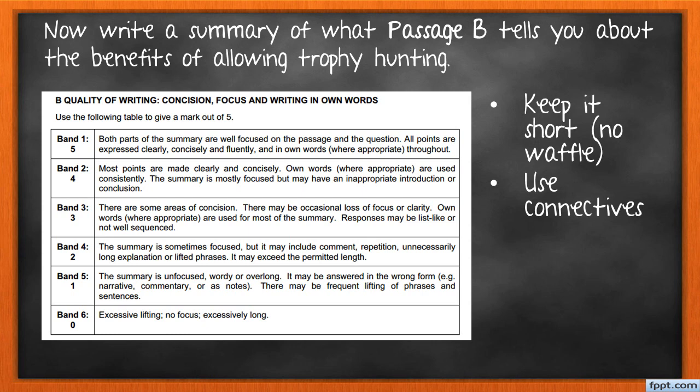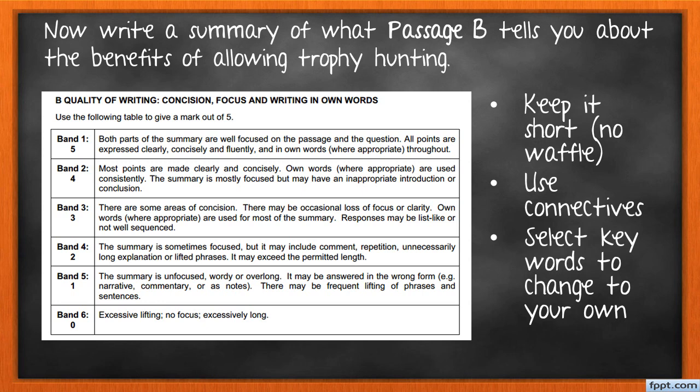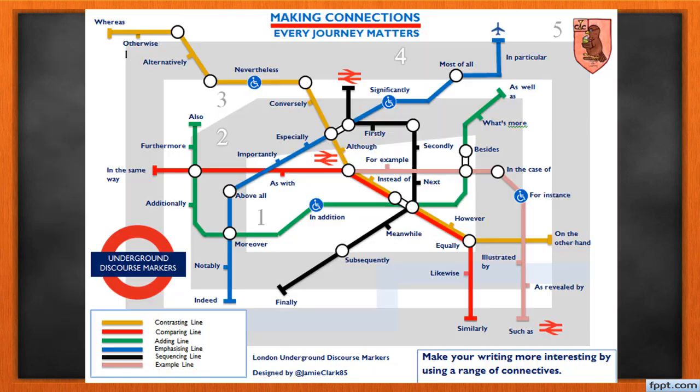But then again, if you look at band 4 for 2 marks, it does say about repetition, unnecessarily long, lifting phrases. So you need to make sure that you are using your own words as much as possible, not just lifting it straight out of those summaries that you've written. So pick out the key words from those bits that you've selected and make sure you change them to your own words, and that will allow you to get towards band 1, 5 marks, which will allow you a well-focused summary. It'll make sure that you've expressed all your points and try and get all 15 of those marks in if you can. And it's concise, but it's fluent, and you're using your own words. Notice it does say where appropriate, and you can't use your own words all the time. There will be keywords that you just can't change.